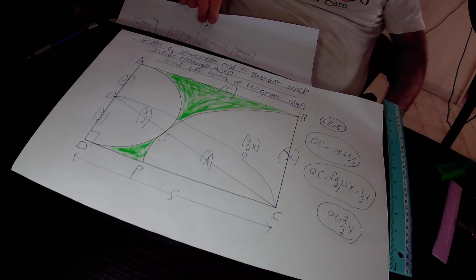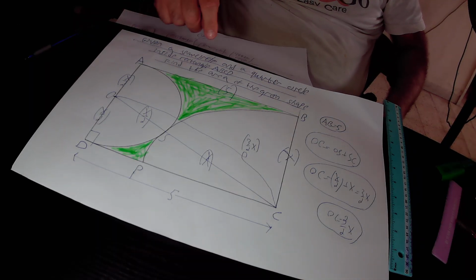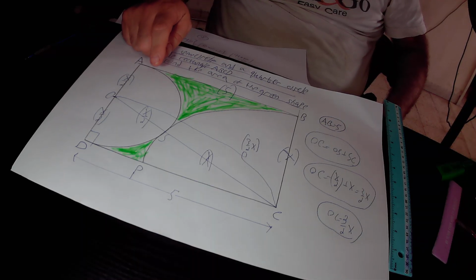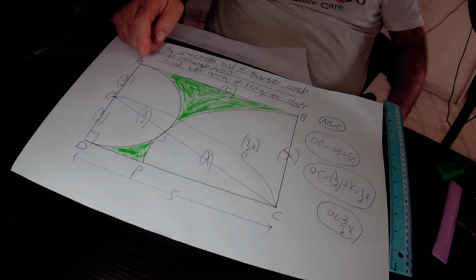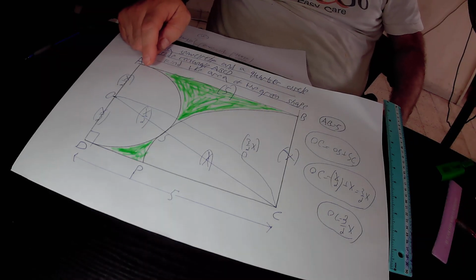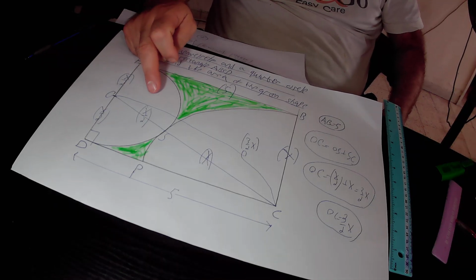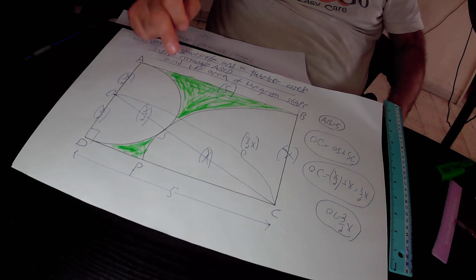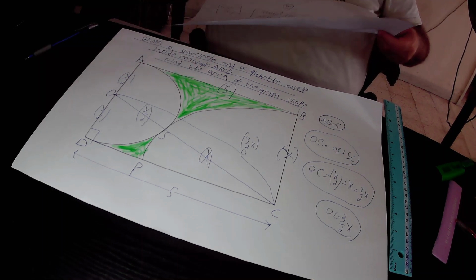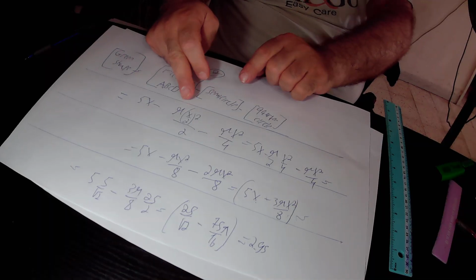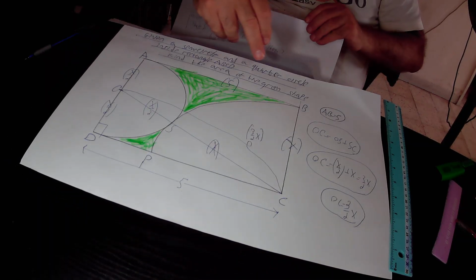And the area of the green shape equals 5x minus the area of the semicircle. The area of any semicircle equals pi times the radius of the semicircle squared, divided by 2. And therefore, the area of the semicircle must be equal to pi times x over 2 squared, divided by 2. Then minus the area of this quarter circle.